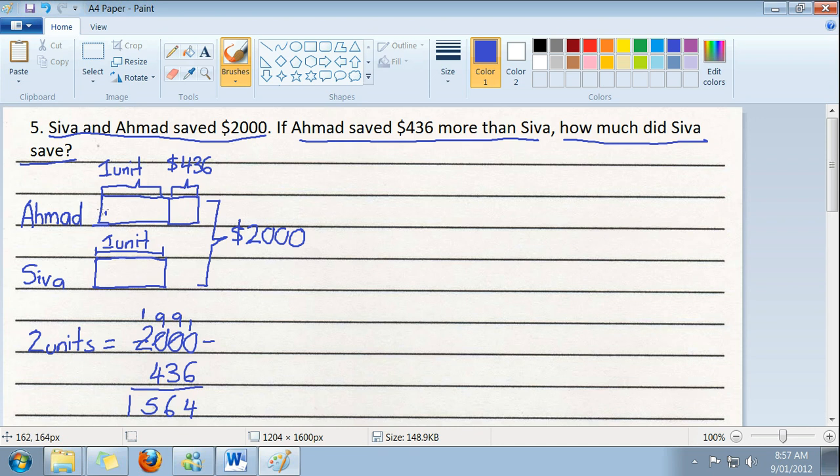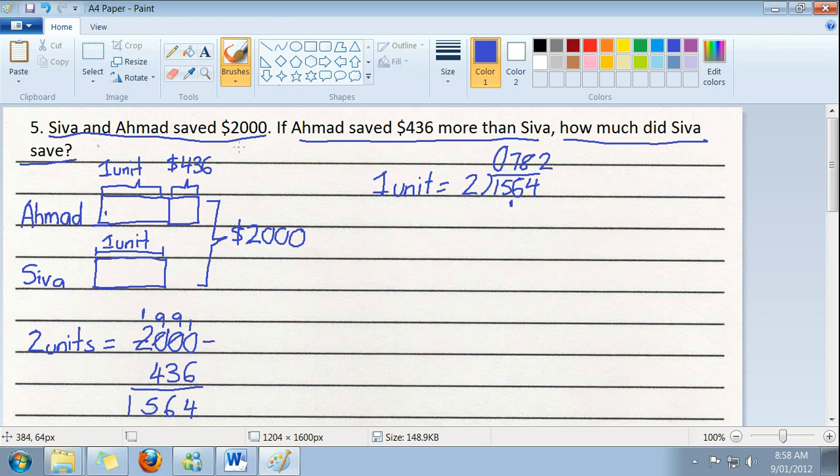Now if you want to find out what is the value of 1 unit, all we need to do is divide it by 2. So I'll just write it here. 1 unit equals 1,564 divided by 2. And now we'll do it the short division way. So 2 goes into 1 0 times. So this becomes 15. 2 into 15 is 7. Because 7 2s are 14. There's a remainder 1, so the 1 goes here. This becomes 16. 2 into 16 is 8 times. And 2 into 4 is 2 times.